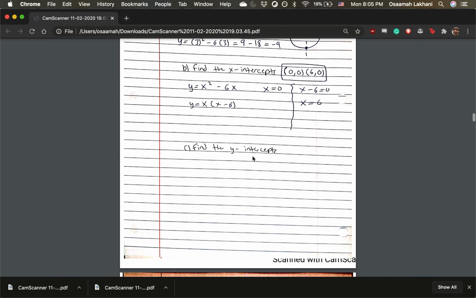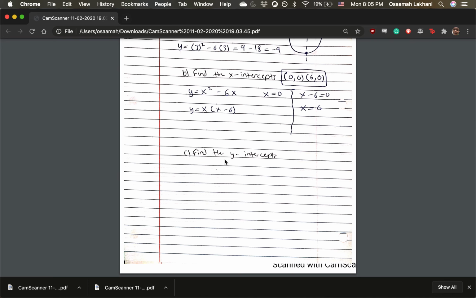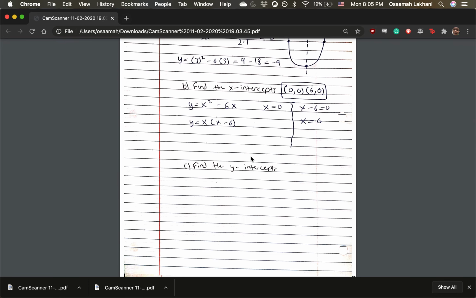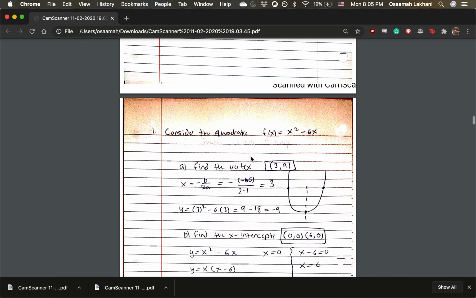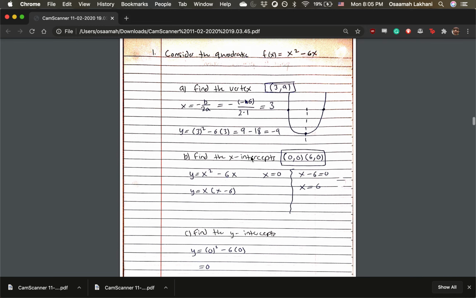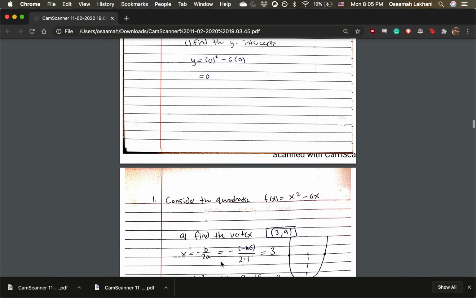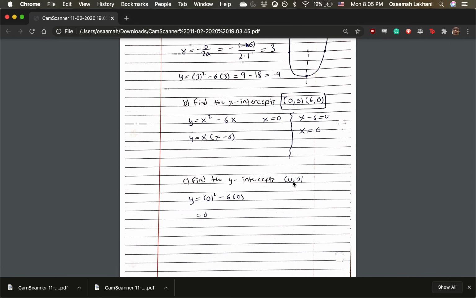And then moving on to the next one, it's about finding the y-intercept. To find the y-intercept, you just have to set x equal to 0. That's fairly simple. You just take the equation from above, which is f of x equals x squared minus 6x, and all you do is for the x's, you plug in zeros. So y equals 0 squared minus 6 times 0. And that just gives you y equals 0. So our point is, again, 0, 0 right here.